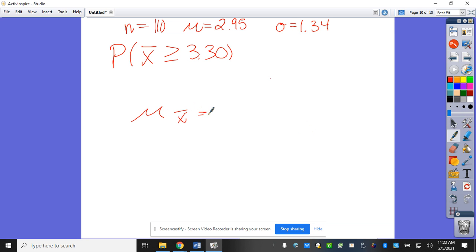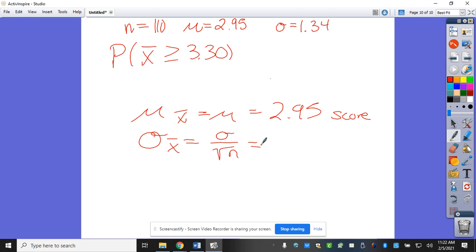Mu of X bar equals mu equals 2.95. What should usually go here? Some type of units, but this one's weird, so I probably wouldn't have put it there, but I just want to address that. Tell me what that number gives us. 0.1278? Yeah.